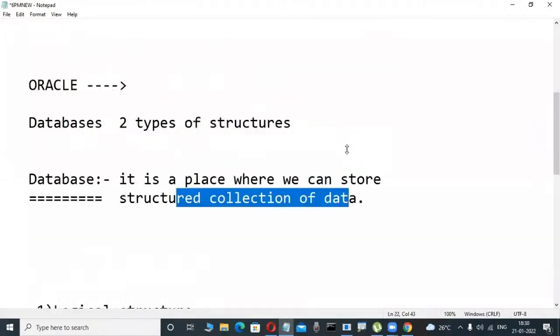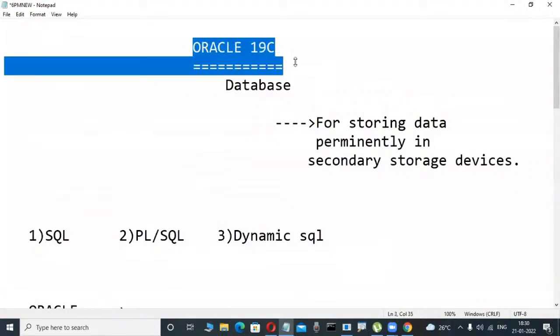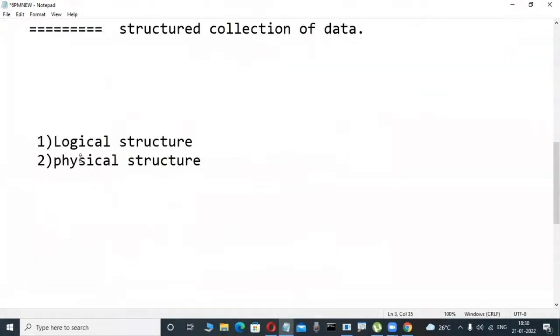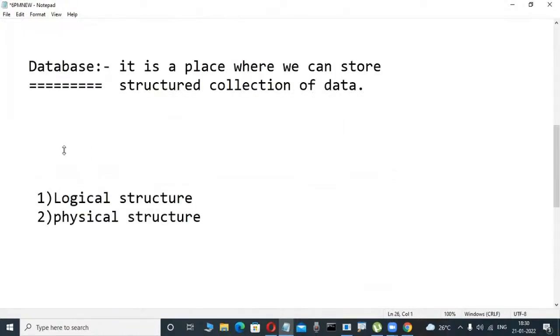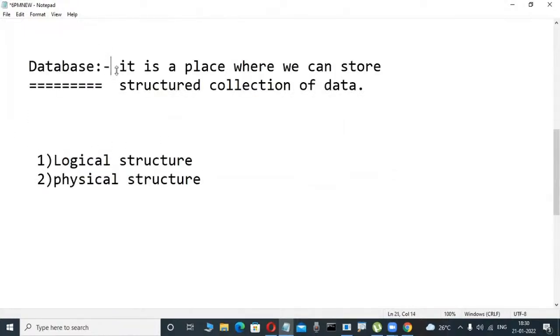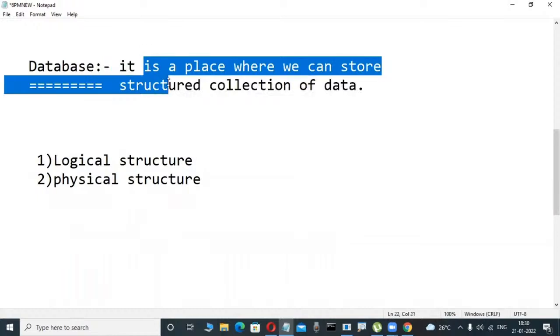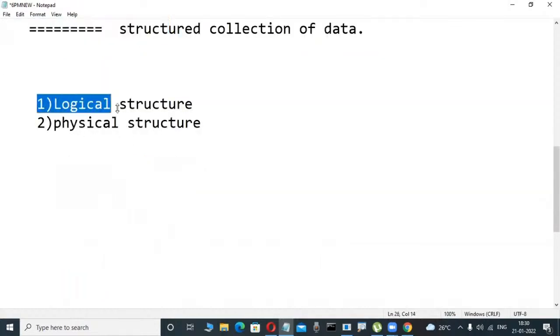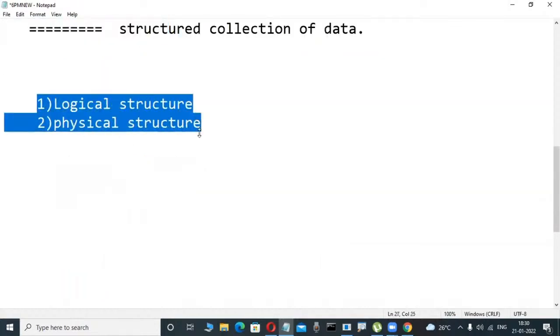But whenever we are installing these types of software, two types of structures are there. One is the logical structure. Another one is the physical structure. This definition I am not explaining. Today you will understand it one of these days. Now observe it. First, two types of structures are there. One is the logical structure, another one is the physical structure.